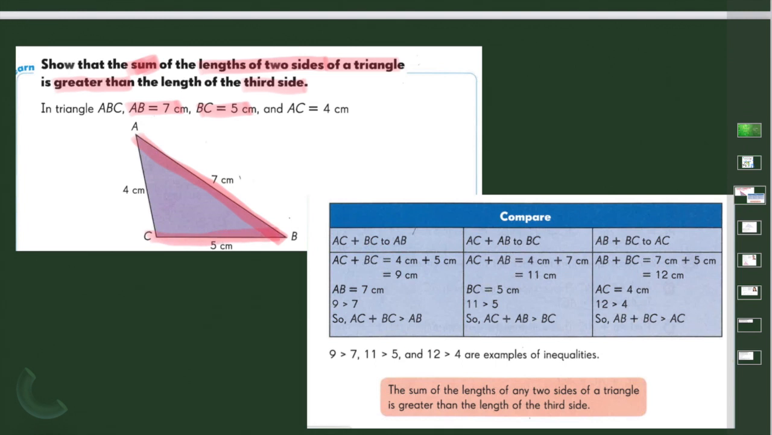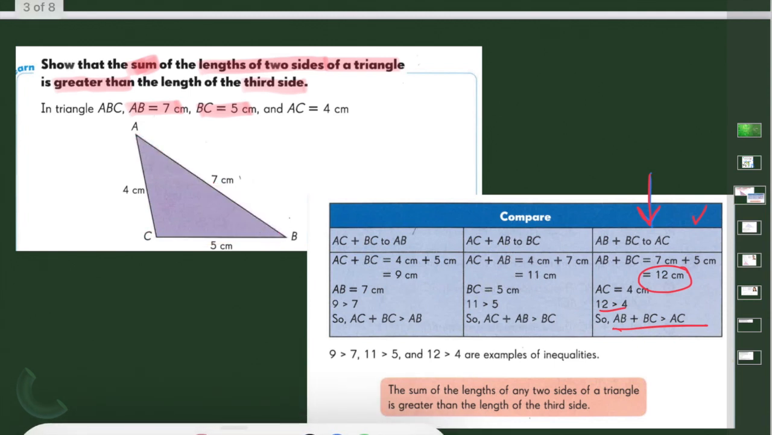Okay, so 7 centimeters plus 5 centimeters is, we're looking at this chart over here, by the way. It correlates to this thinking right here. So 7 centimeters plus 5 centimeters is 12 centimeters, and 12 centimeters is greater than 4. So AB plus BC is greater than AC. So that is a check, okay? That holds true. That follows the rule of the triangle sides.